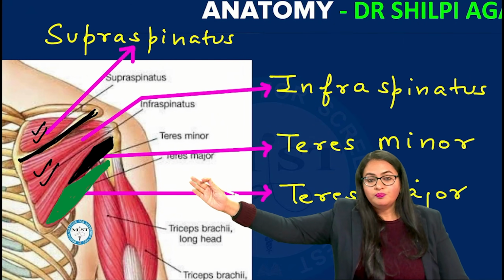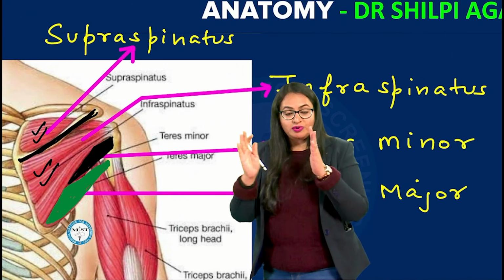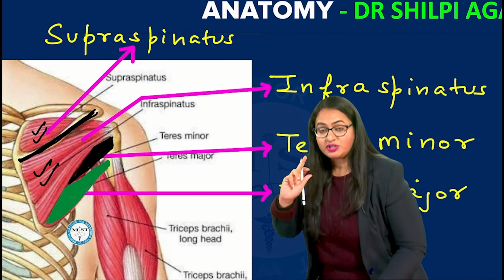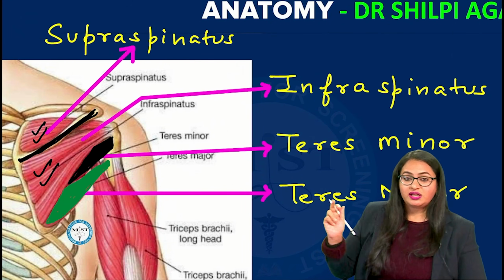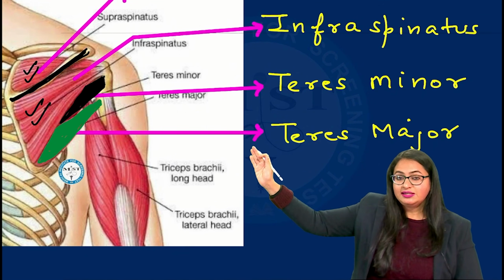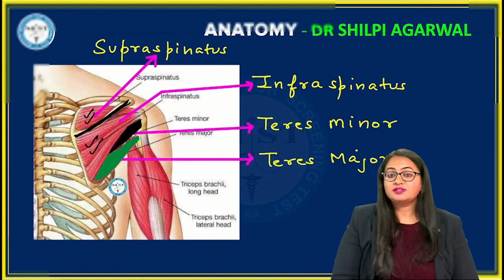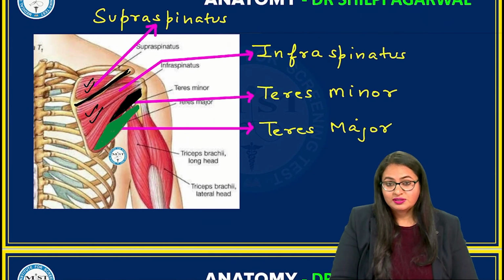Then between the scapula, this is the scapula over here, and this is the humerus, between that region we have 2 teres muscles. What? Teres minor and major. The black muscle is teres minor and the green colored muscle is teres major. So the identification of these 4 muscles is very, very important for you.